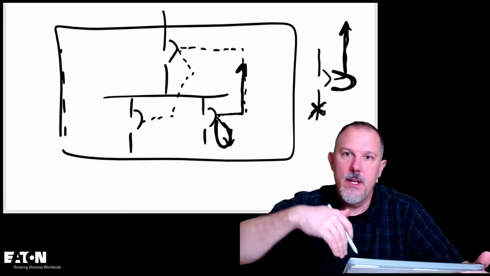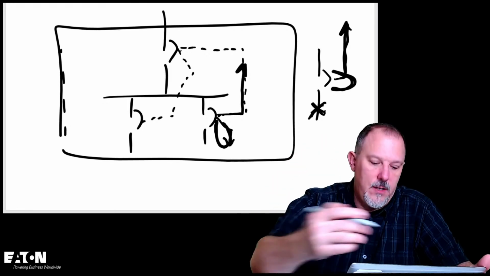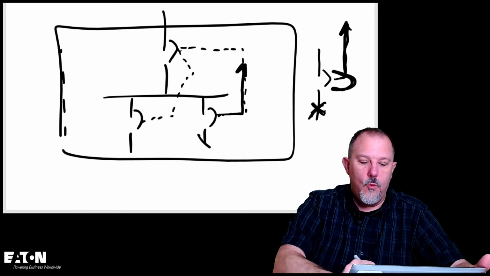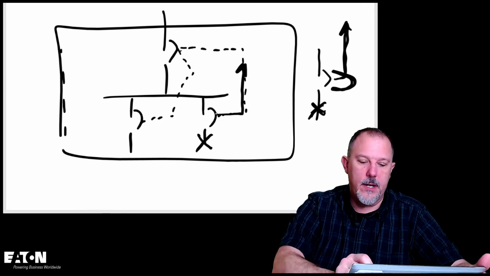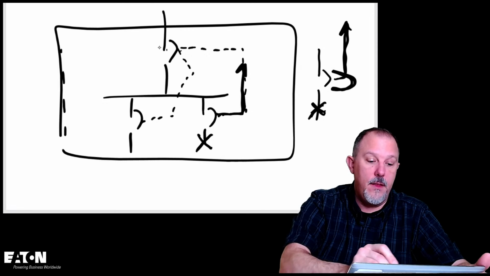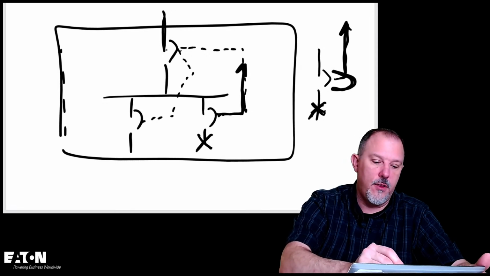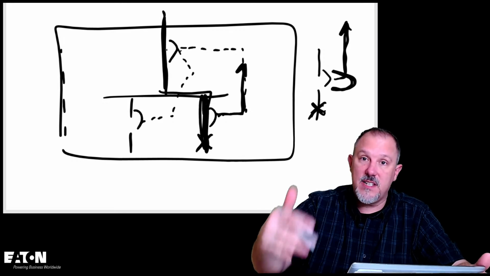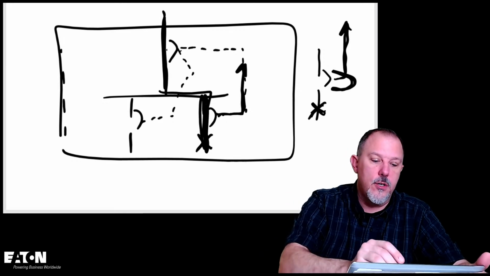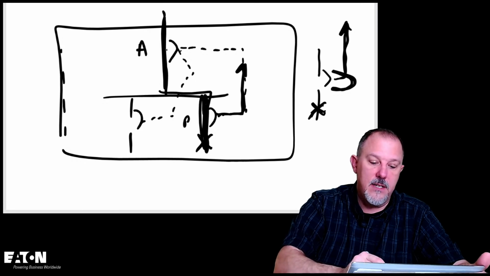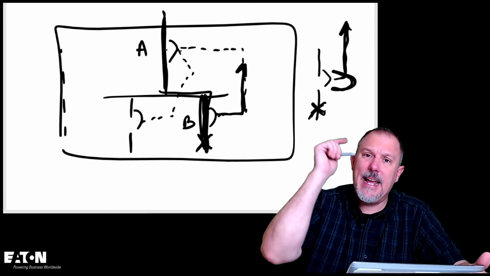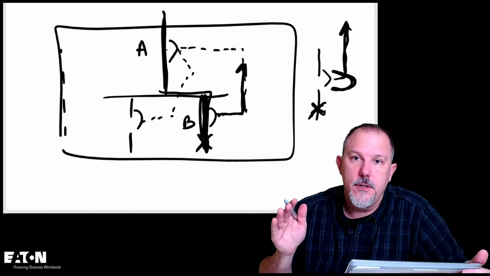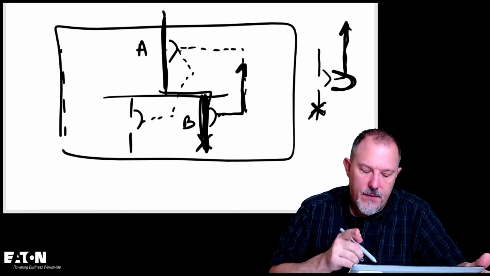So what happens is, when I have a fault down here, the fault current flows through that breaker and through that breaker. They both see the current. So this is A and this is B. Device A sees the fault and so does device B. So they're both triggered.